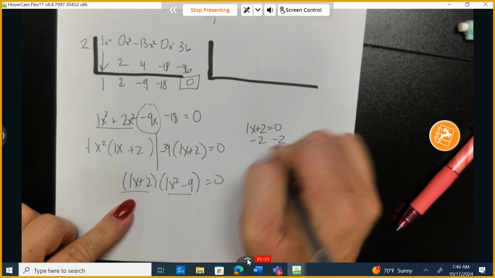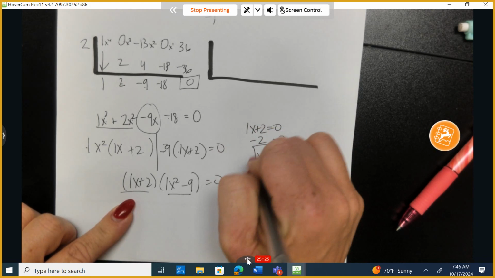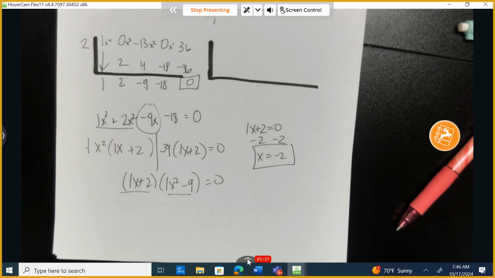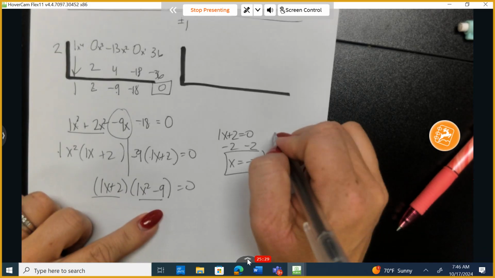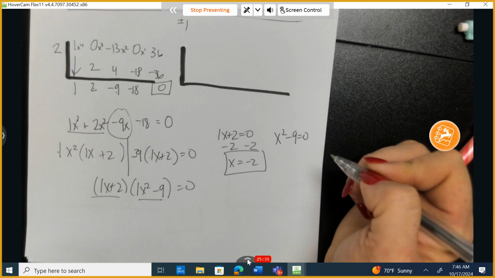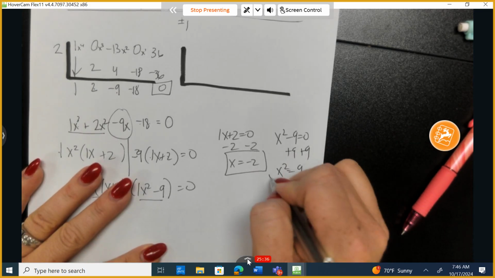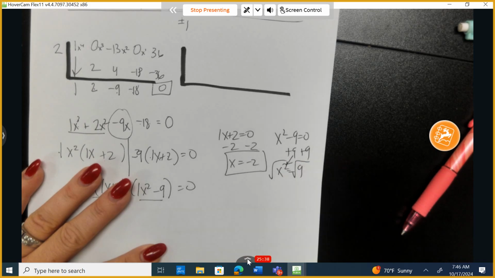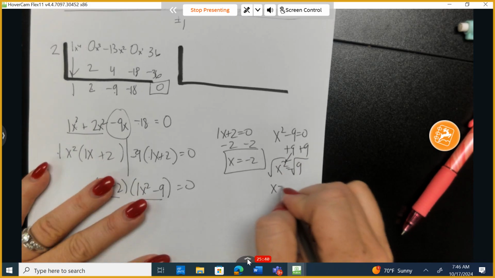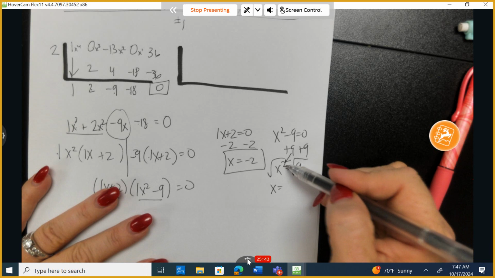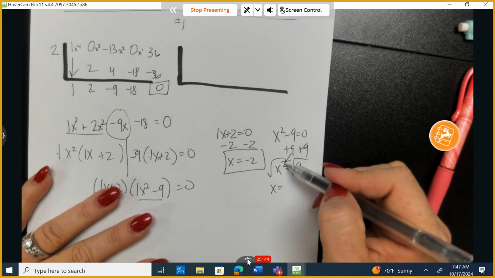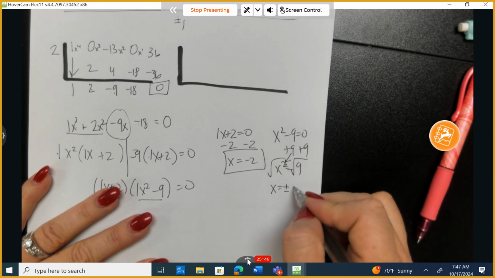So the first one is really easy. I'm subtracting 2 to the opposite side. Okay, negative 2 is another solution. Then I'm going to do the last parenthesis, called a factor. I'm going to start by adding 9 to the opposite side, taking the square root. Guess what? How many answers are we going to have? We're going to have 4 total, but at this position, what does this tell me? How many answers right here? 2. Plus or minus, and the square root of 9 is 3.